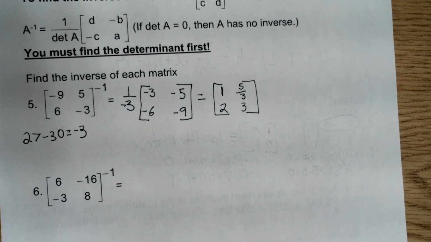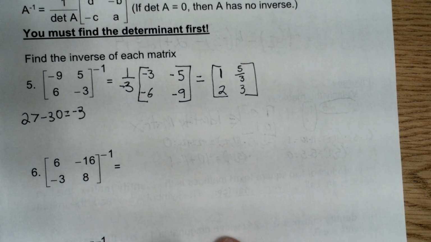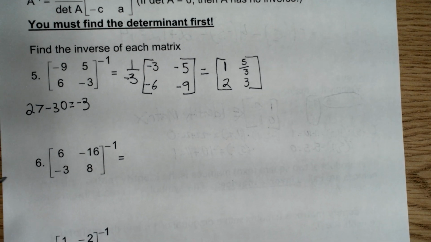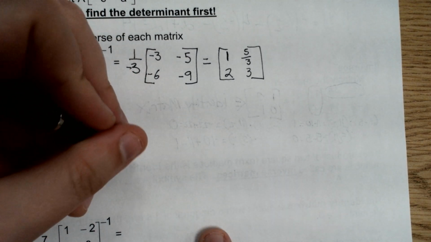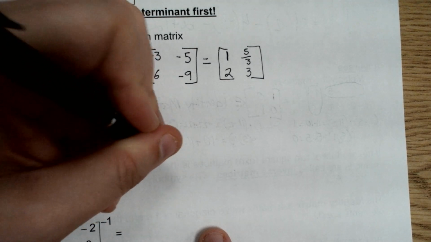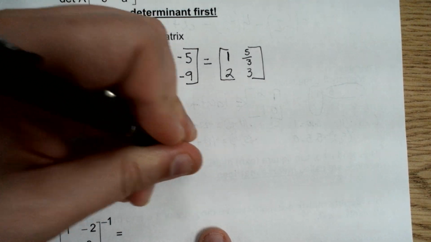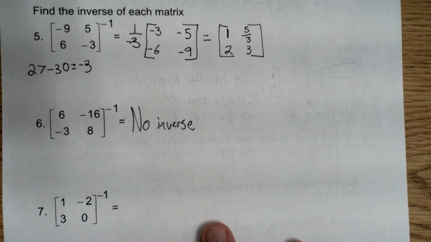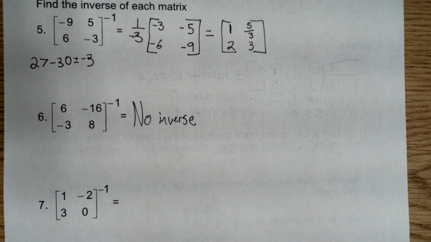So there are a couple other problems here that you can work out. I should get, when we work out number 6, that it has no inverse. And then on number 7, you get one that has a couple of fractions with it. So that is your determinants and inverses when we are dealing with those square matrices.